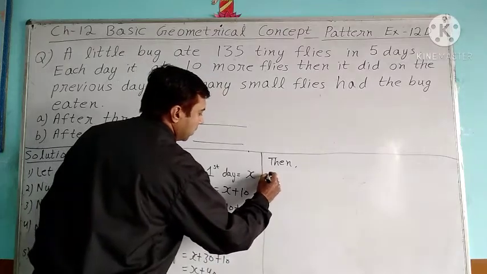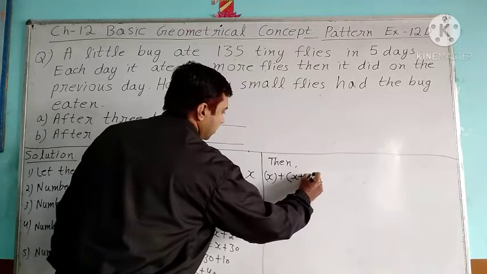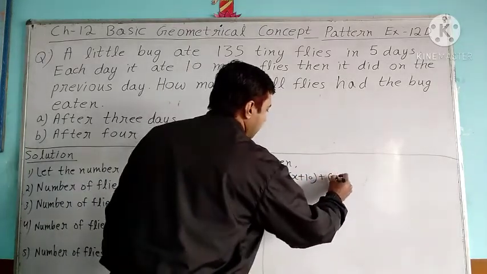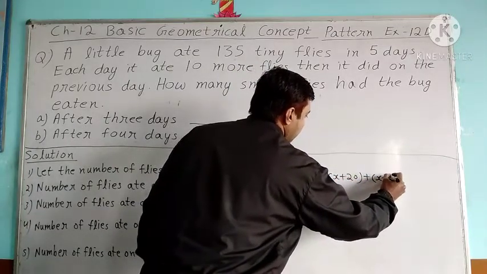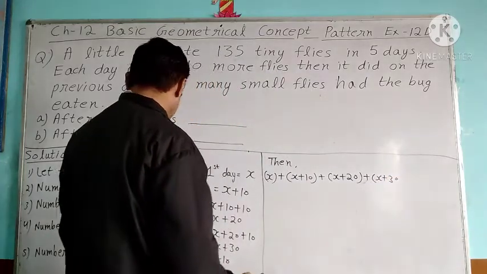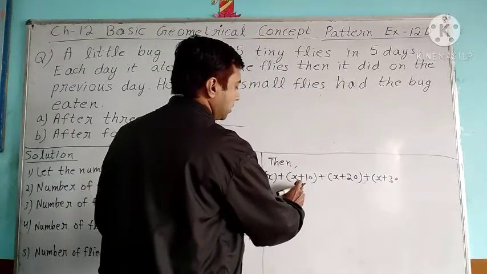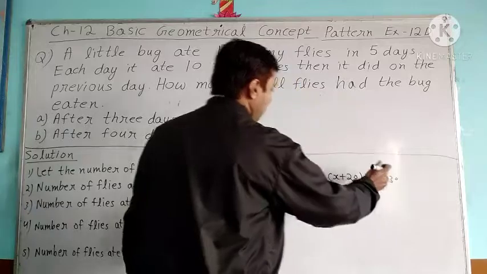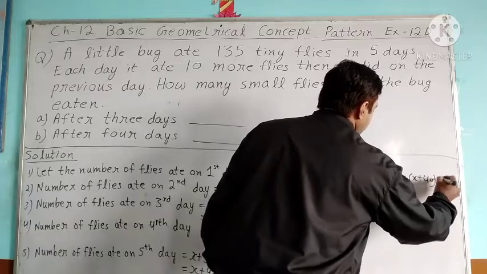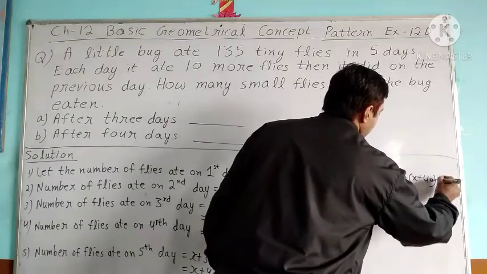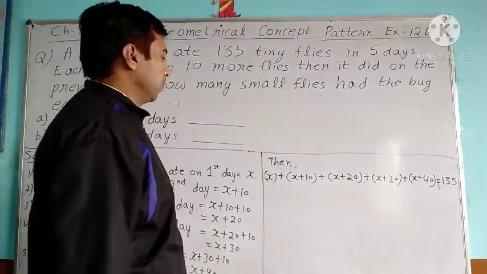See, first day x, second day x plus 10, third day x plus 20, fourth x plus 30, fifth x plus 40, and it is equal to 135.